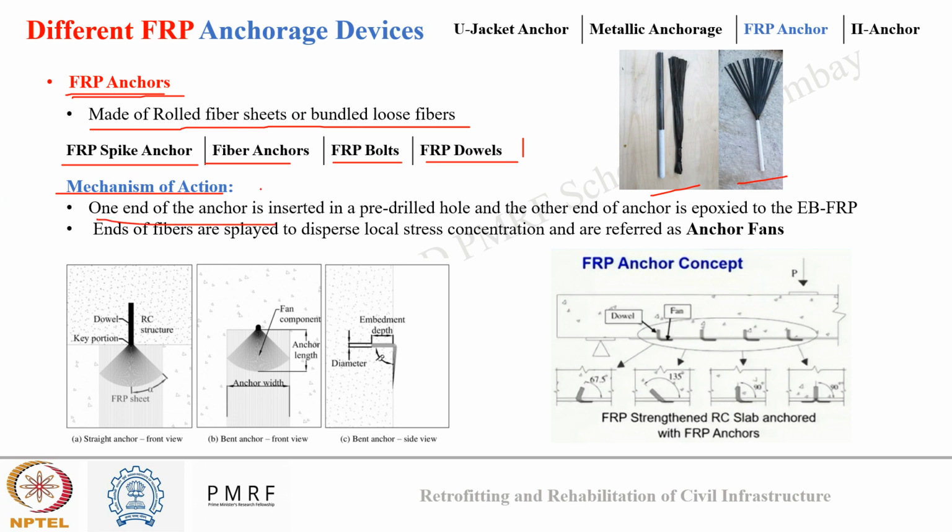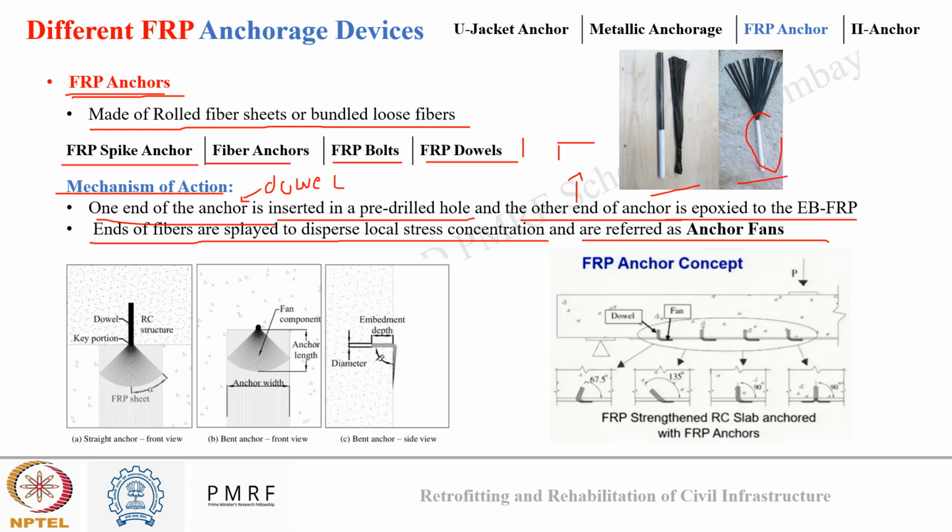Okay, so what is the mechanism of action of these anchors, FRP anchors? So one end of the anchor, that is the dowel part, is inserted into the pre-drilled hole in the concrete, and the other end, which is known as the fan, is epoxied on the FRP strip that is attached externally to the member. Okay, so the ends of the fibers are splayed to disperse local stress concentration and are known as anchor fibers. Here you can see both parts, that is the dowel part, this part, and this is the anchor fiber. So this part will go inside the concrete through a hole, and this part I will adhere to the externally bonded FRP sheet by epoxy.